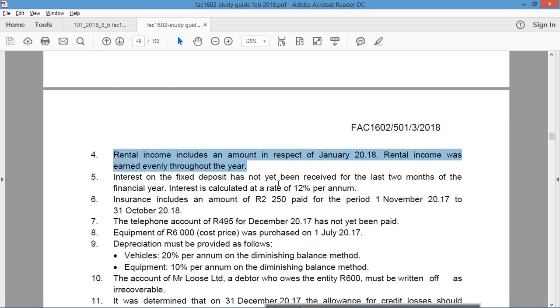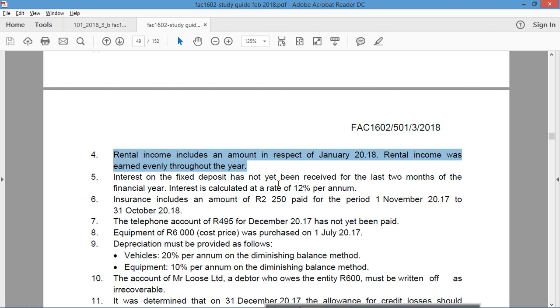Rental income includes an amount in respect of January 2018. Rental income was earned, so that's a prepaid expense. It's income, so prepaid income. What is prepaid income? Not an asset. Another word for prepaid income would be income received in advance. So prepaid income and income received in advance mean exactly the same thing.